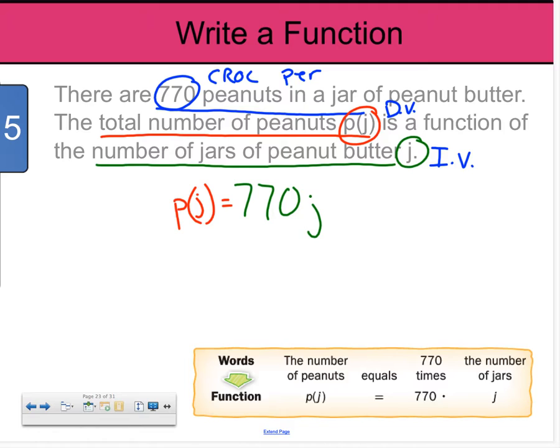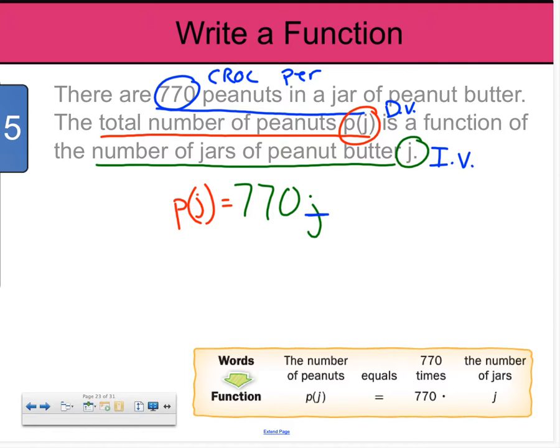If we say the simple phrase, the total number of peanuts depends on the number of jars of peanut butter, that does make sense. In other words, I cannot tell you the total number of peanuts until you tell me how many jars we're working with. So that takes care of which one is dependent, which one is independent. And simply by looking at the equation, you have a coefficient usually in front of the independent variable, so it's pretty clear to see that that would be J.